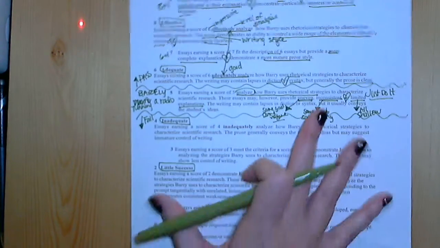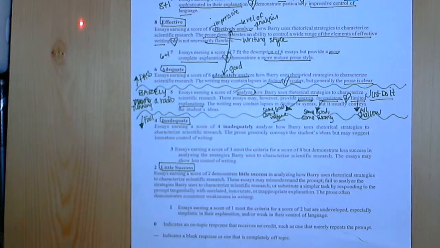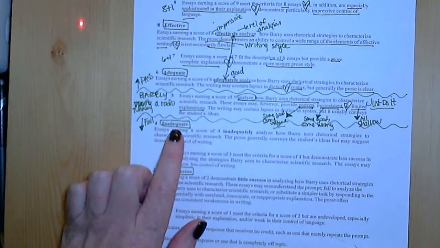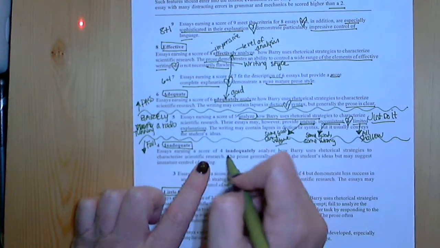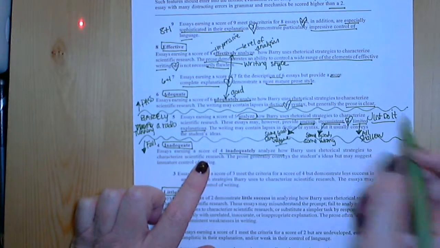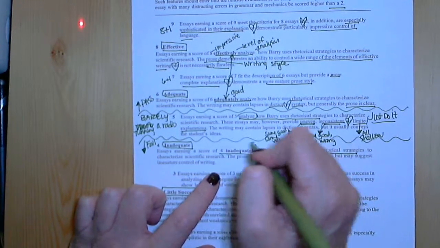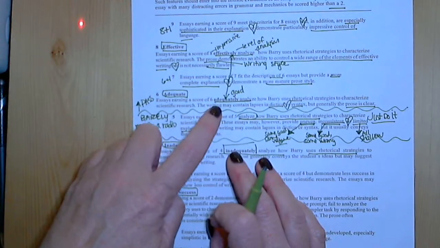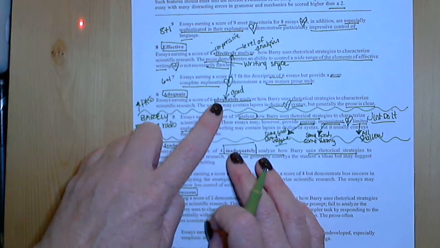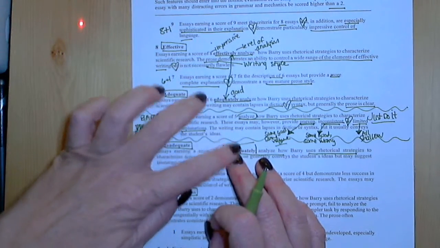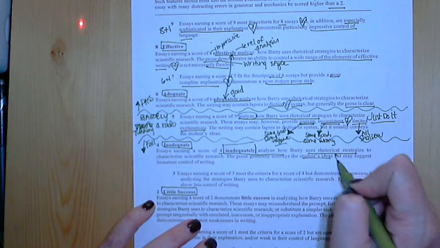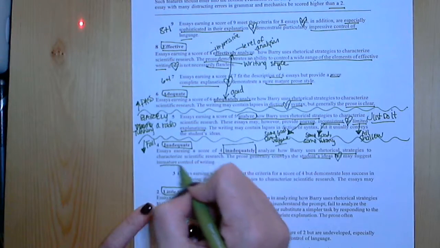Okay, so now let's look at the fail. So look at the 4, which is inadequate. Okay, so the 4 inadequately analyzes how Barry uses rhetorical strategies. Now look at the difference between inadequate and adequate. Big difference, right? Big jump. Okay, so this prose generally conveys the student's ideas, but may suggest immature control of writing.